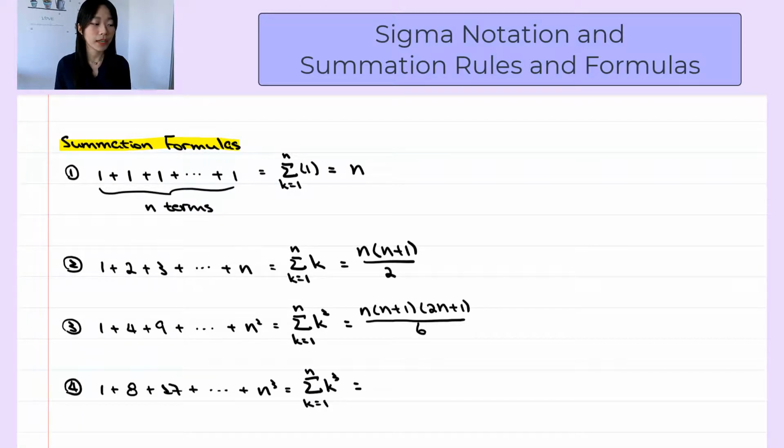Then the last formula, when you have 1 plus 2 cubed plus 3 cubed until when you get to plus n cubed. In sigma notation, it's the sum of k cubed, and it starts when the index is 1 until n. And it equals to n squared times n plus 1 squared over 4.